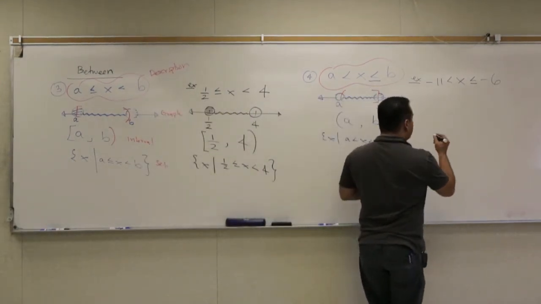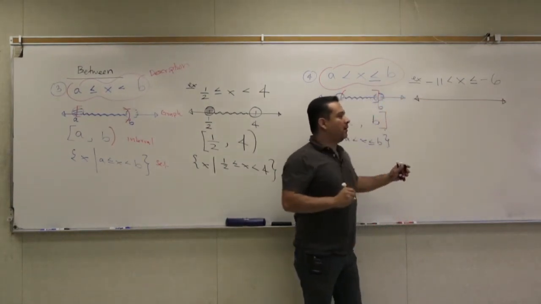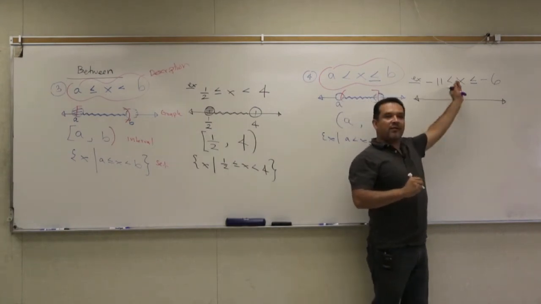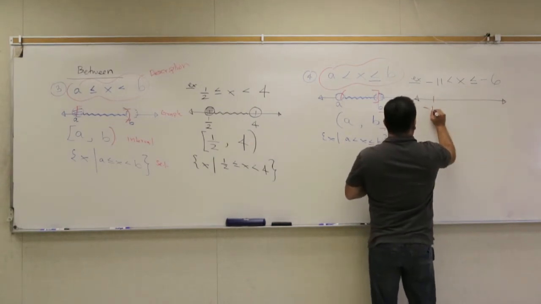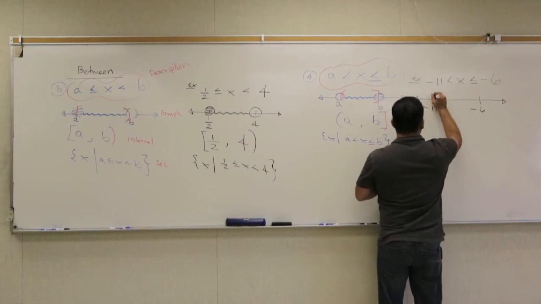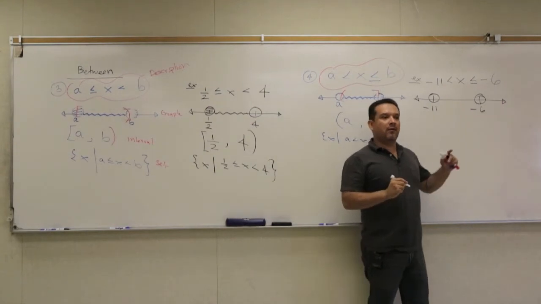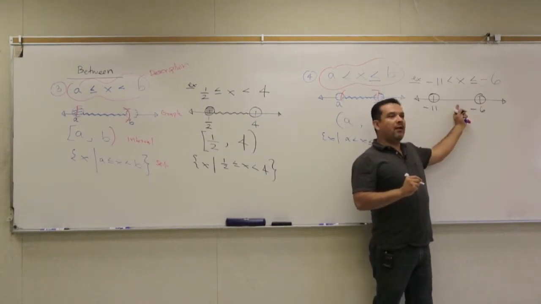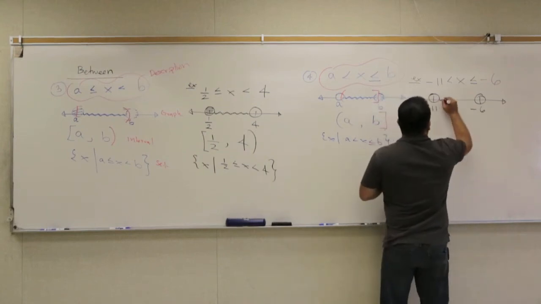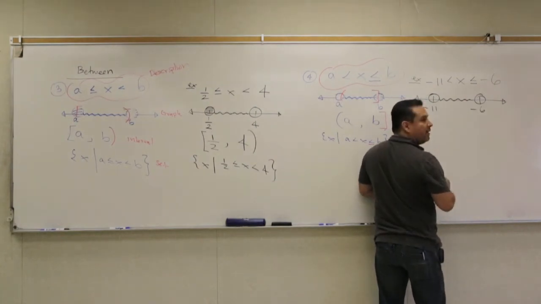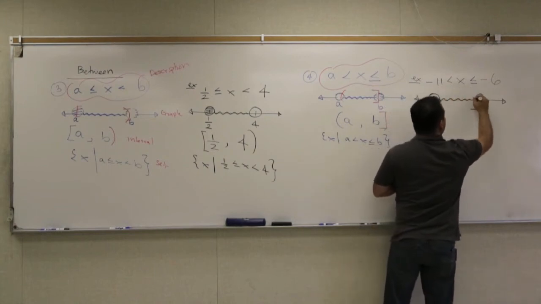So what happens now? What's the relationship between -11 and -6? You guys notice which number is smaller? -11. So it's further to the left, right? Okay, good. Now what do you guys do? Shade everything in between -11 and -6. Is that everything in between? All right. Do I include the -11? No. Do I include the -6? Yes. Shade that.